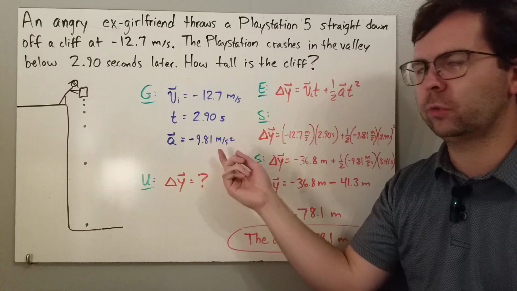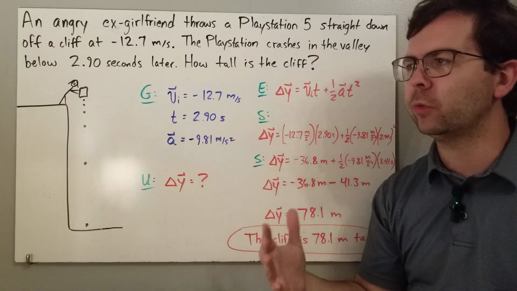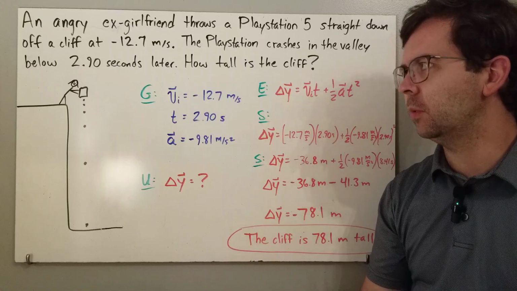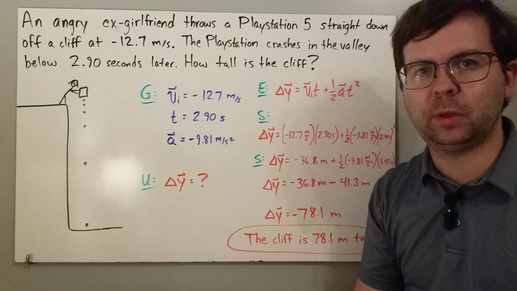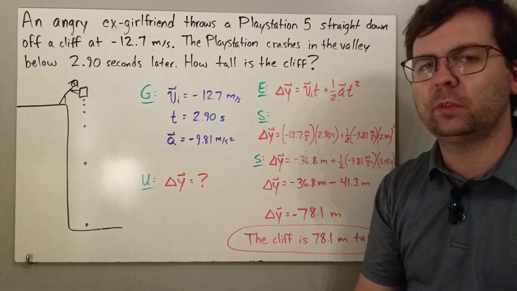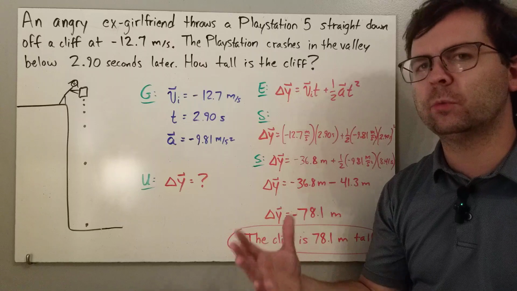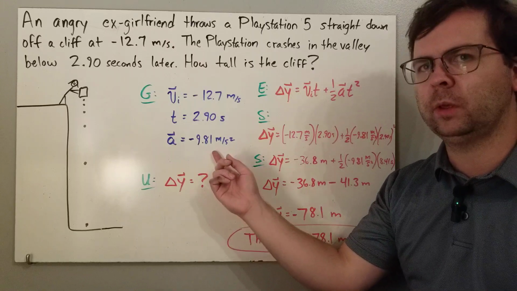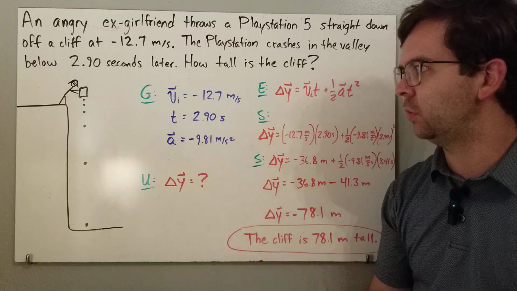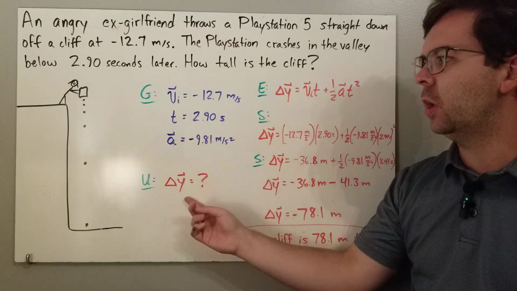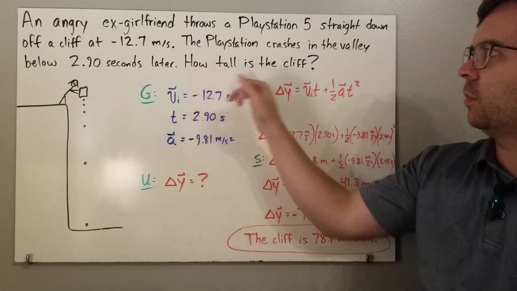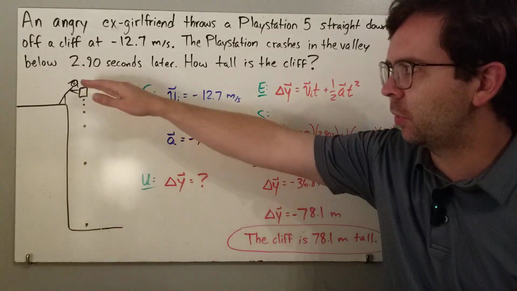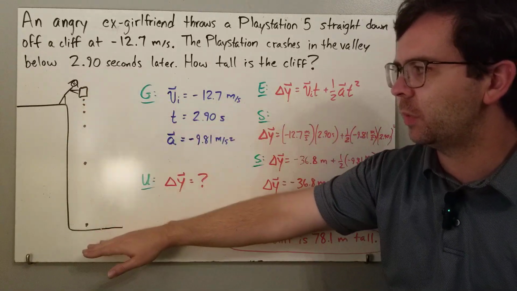We know this because we're assuming there's no air resistance, nothing to hinder free fall. Now, in reality, there probably is going to be some air resistance here, but we're going to assume for the sake of simplicity that there's none, and this would be the acceleration of the PlayStation. So the unknown, the thing that we're trying to find, is how tall the cliff is. That's going to be a displacement or distance measurement.